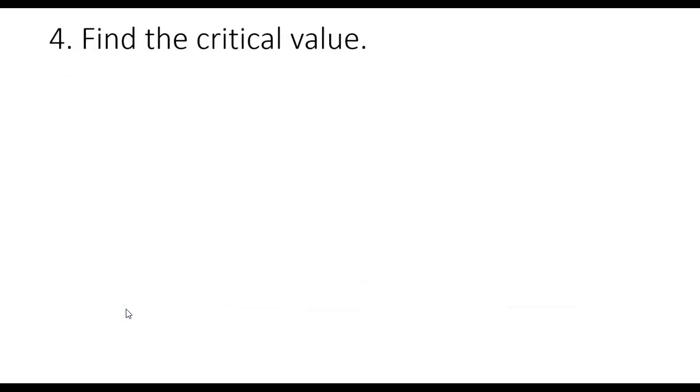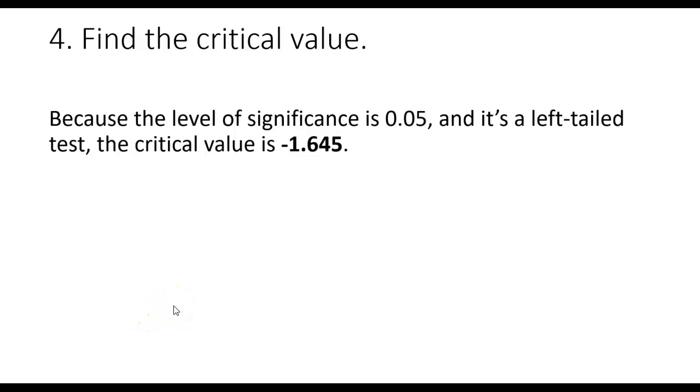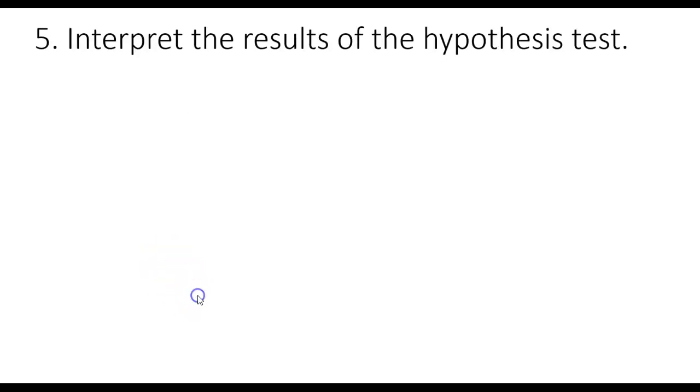To find the critical value, we know that it's left-tailed, so we're just dealing with a single side here, and the significance level is 0.05. So because it's left-tailed, we know our critical value is going to be negative. And because our level of significance is 0.05, we know our critical value is negative 1.645.